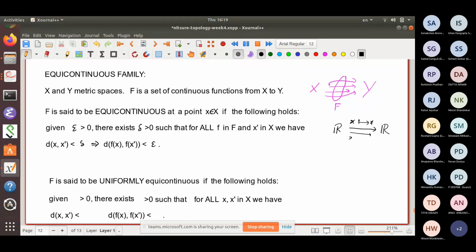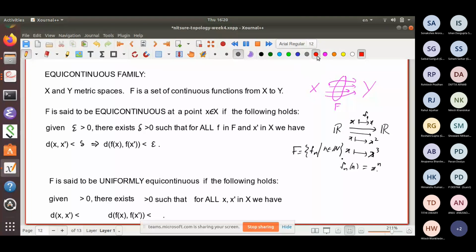So let me ask you, let's take R to R, and my family of functions is x goes to x, x goes to x square, x goes to x cube, etc. This is my function f1. f_n(x) equals x to the power n. So I have a family of functions, F equal to the set of all f_n. Is this equicontinuous? Tell me.